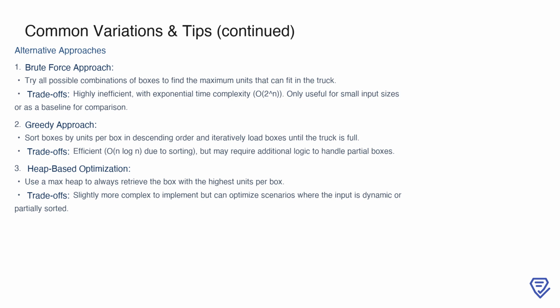On the other hand, the greedy approach is much more efficient. By sorting the boxes in descending order of units per box and iteratively loading them, you achieve a time complexity of n log n, though additional logic is needed to handle partial boxes.